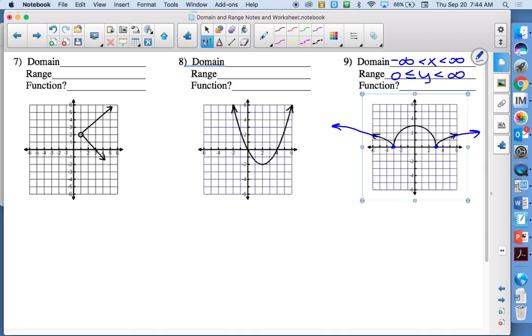Is this one a function? Yes, this is also a function. It passes the vertical line test, and we would say that it's also continuous. There aren't any open circles in the graph.